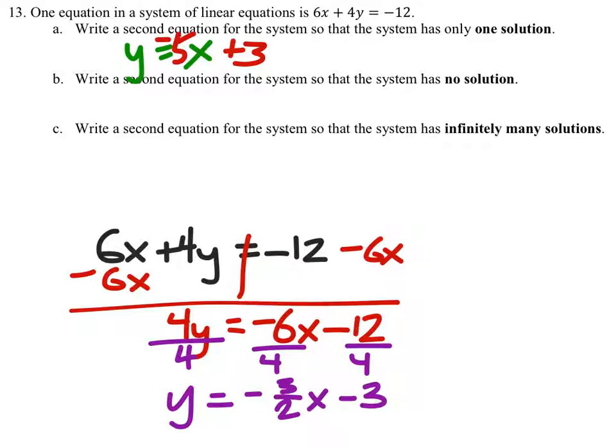What about one that has no solutions? The slope needs to be negative 3 halves, so y equals negative 3 halves x plus 5. This one would have no solutions, because the slope is the same and the y-intercept is different.